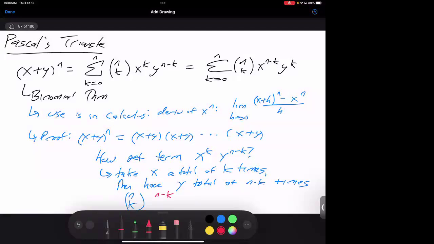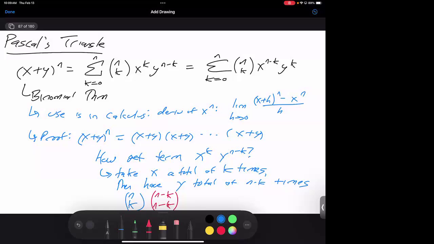If I want to get a term x to the k, y to the n minus k, if I choose x k times, how many times do I have to choose y? n minus k. So I have n minus k factors, and I need to get n minus k factors of y. How many ways can I choose n minus k objects from n minus k objects? One, or written in a very fancy way, n minus k choose n minus k. That's really what the coefficient is in front of x to the k, y to the n minus k.